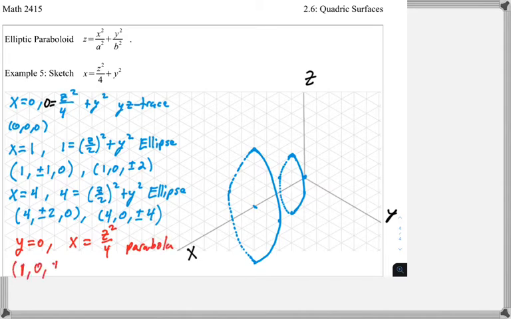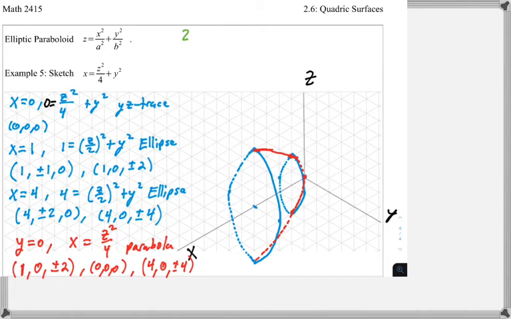So we're going to have the points 1, 0, plus minus 2. Also 0, 0, 0 is on there. Okay, so we'll plot those, and then we got our first paraboloid there. And then maybe we'll do one more: 4, 0, and plus and minus 4. Alrighty.